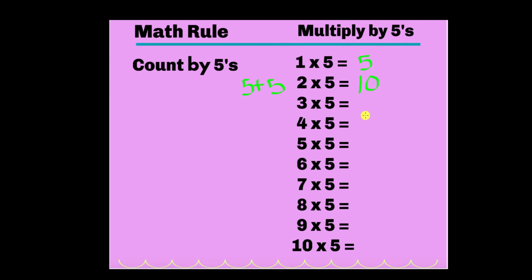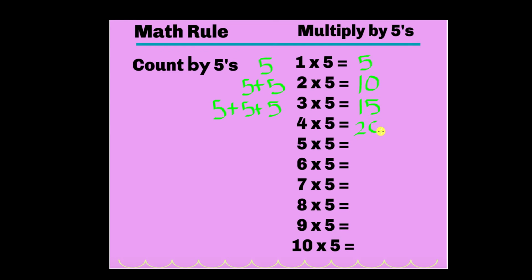But if we count down, 3 times 5 is what? 5, 10, 15. So that would be what? How many 5s would that be? How many multiples would that be? 3. 5 plus 5 plus 5. Okay? I'm showing you something here. Watch this. 5, 10, 15. What comes next? 5, 10, 15, 20.